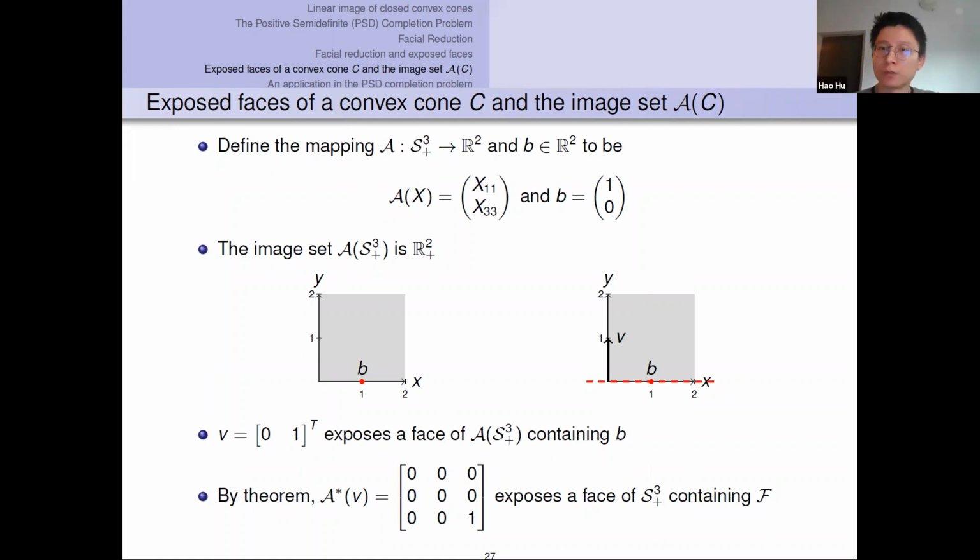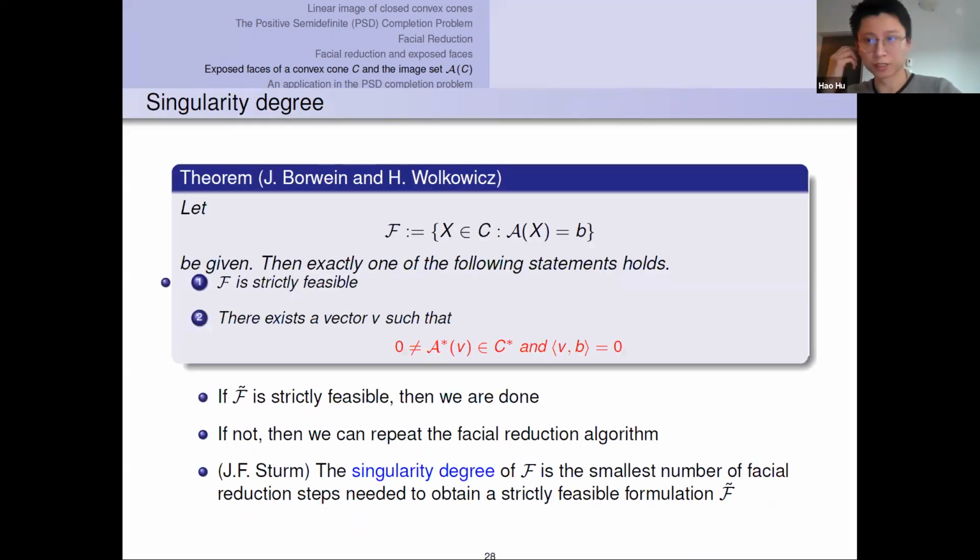Of course, both characterizations do not give a very efficient way to compute the actual exposing vector. It's mainly theoretical, and gives you a different way to see how it works. But it does have another useful aspect, which is related to the so-called singularity degree here.